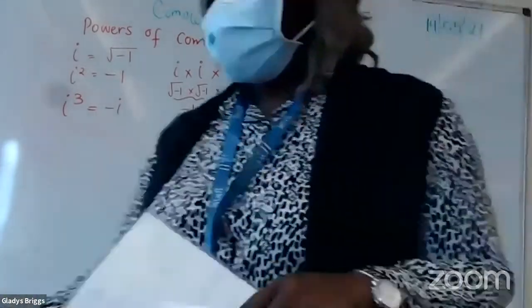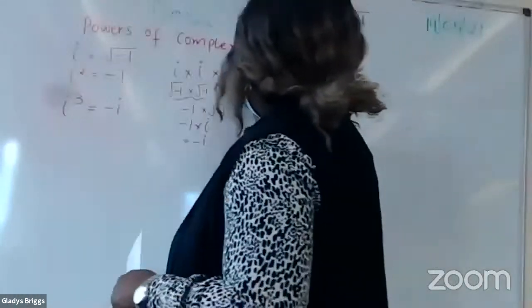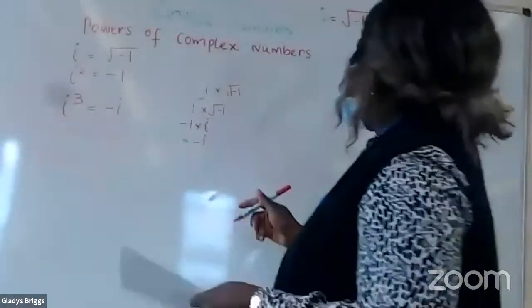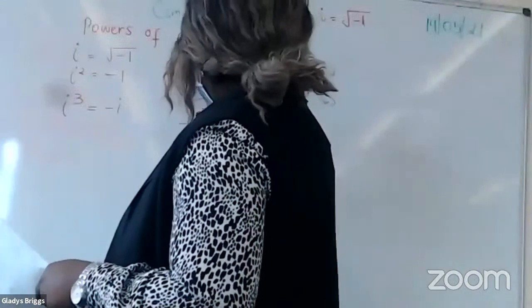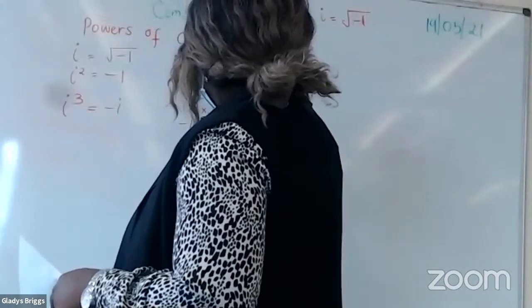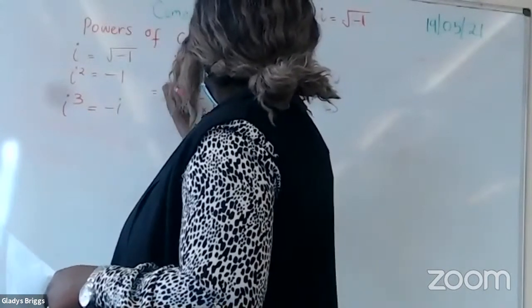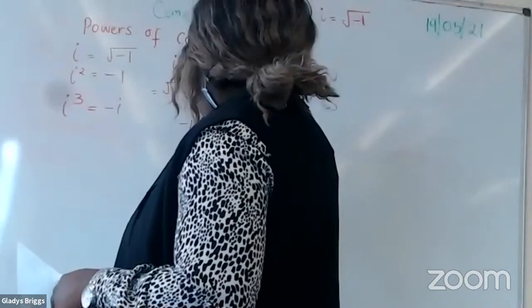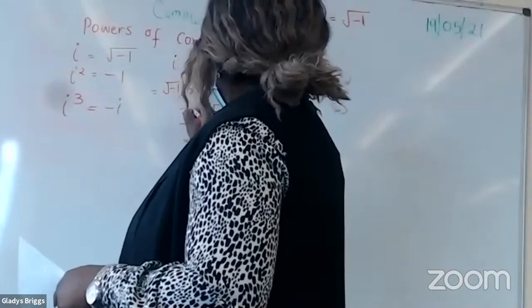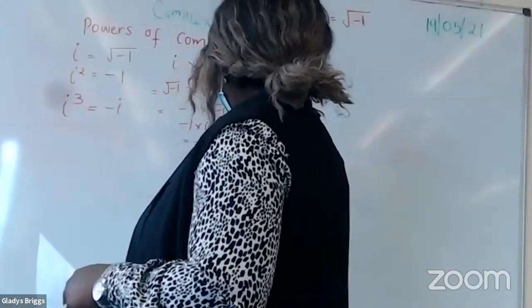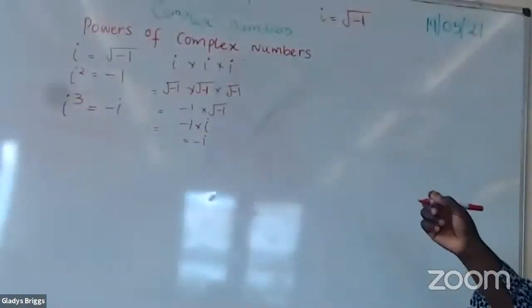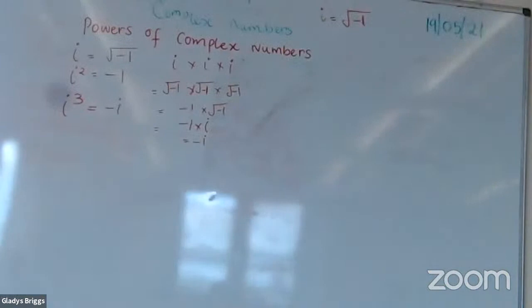Right. So the next one is i to the power of 3, I'll write it again. i times i times i is equal to square root of -1 times square root of -1 times square root of -1. And this one is -1 times square root of -1, which is equal to -1 times i, which is equal to -i.